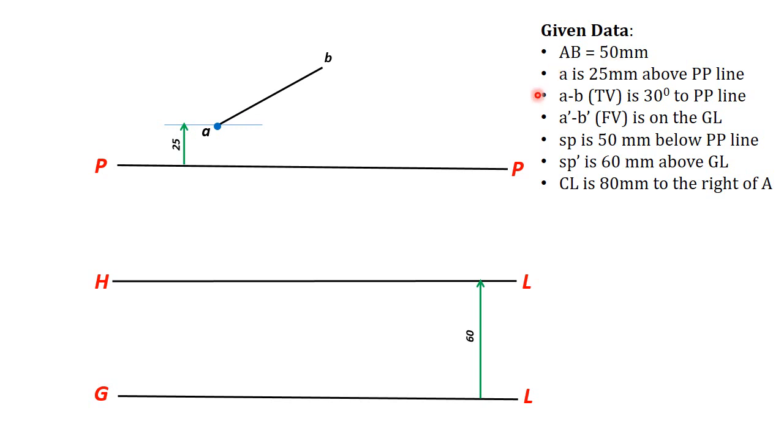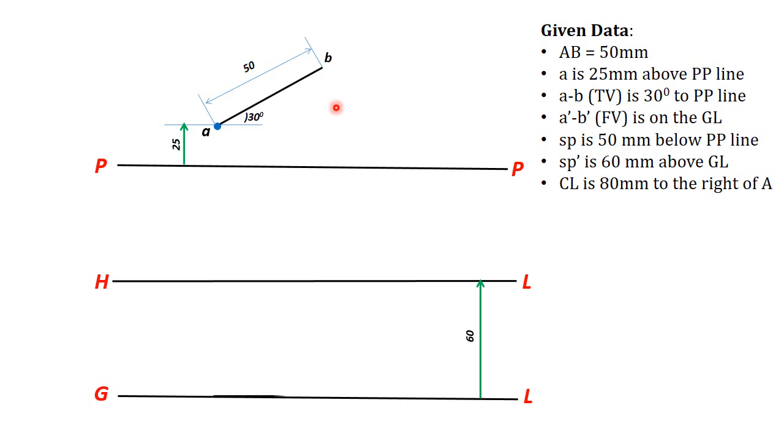Because the line is lying on the ground plane, you can see the true length in top view. So with the 30 degree incline to PP, you can draw AB, which is 50 mm in length. So this is your top view of the object or line. Here it is a line AB.